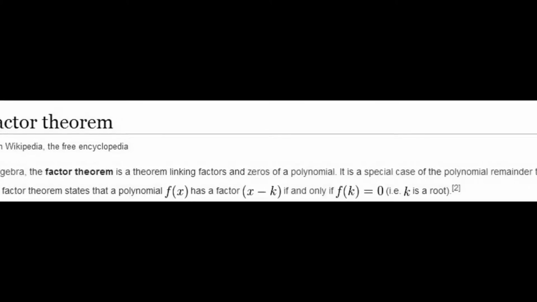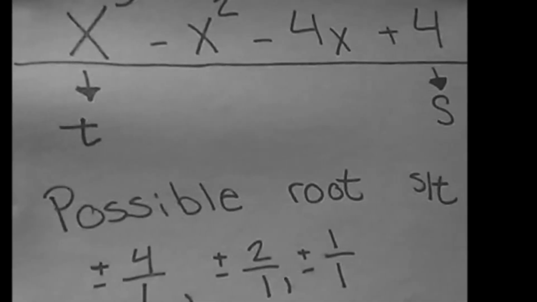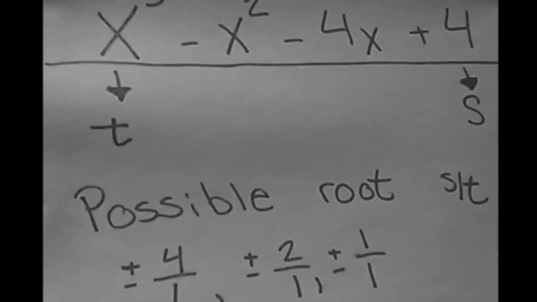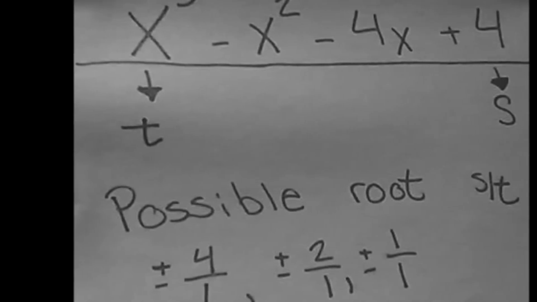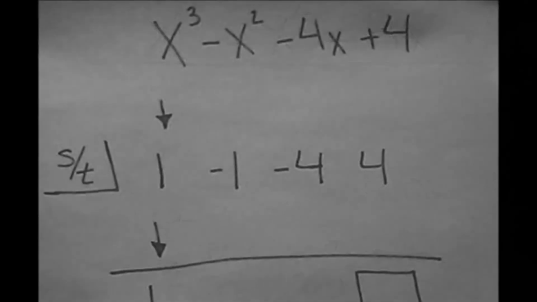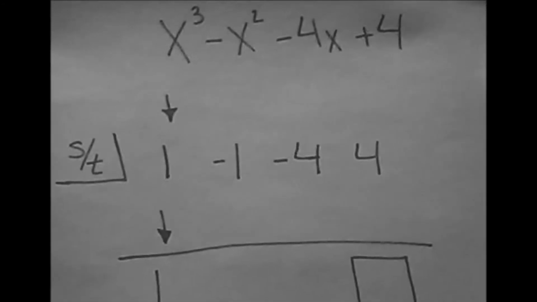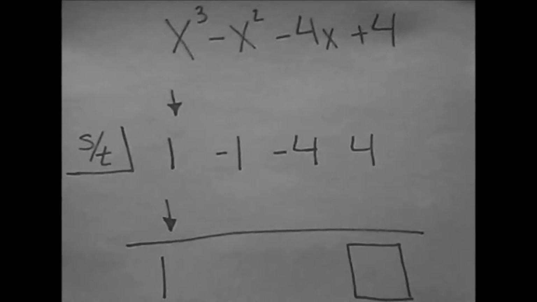To begin, the polynomial that we will be dividing today is x cubed minus x squared minus 4x plus 4, where our possible roots are plus or minus 4, plus or minus 2, and plus or minus 1. The next thing we need to do is write our polynomial in the proper form to synthetically divide, disregarding the variables and only keeping the coefficients, and isolating the possible roots, s over t, in a half square.